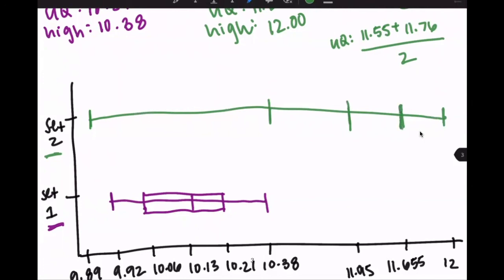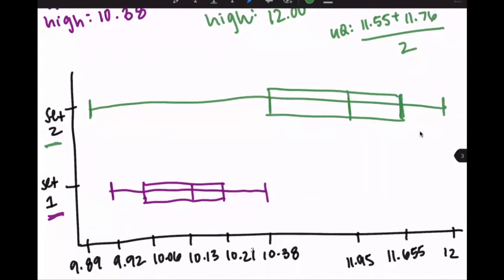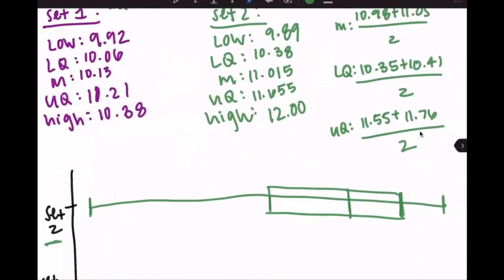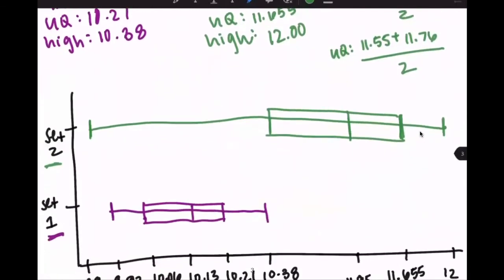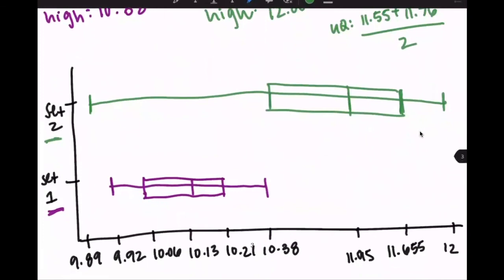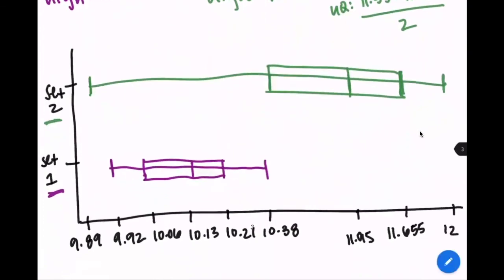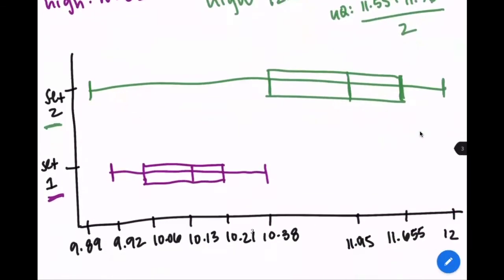Then the last step is to make a box around your lower quartile, your median, and your upper quartile. As you can see, all we did was put vertical tick marks at every single number, connect them all with a horizontal line, and then your box encloses your lower quartile, your median, and your upper quartile, which we got from the 5-number summary that we did first. All right, so this is your box plot.